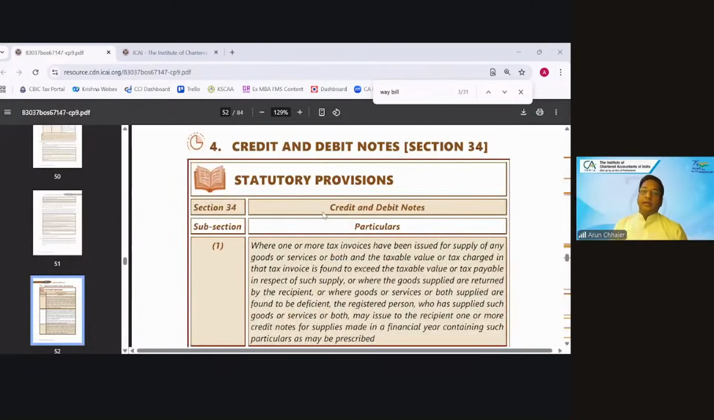Now, my customer is not making the payment to me. Can I issue the credit note to my customer? My customer is not ready to make the payment. It is a bad debt. Can I issue the credit note? See, if he is not making the payment, then I will issue the credit note, right? Answer is no.